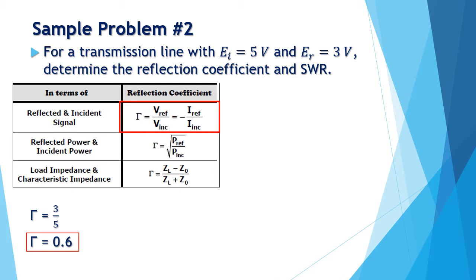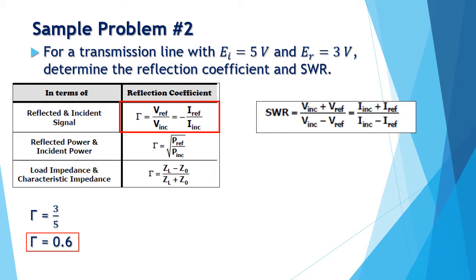Next, we have to solve for SWR. To solve for SWR, we use the formula V ins plus V ref divided by V ins minus V ref. So let's plug in all the given to this formula. We have SWR equals 5 plus 3 divided by 5 minus 3. Solving for that, we have SWR equals 4. Again, SWR is a unitless quantity.